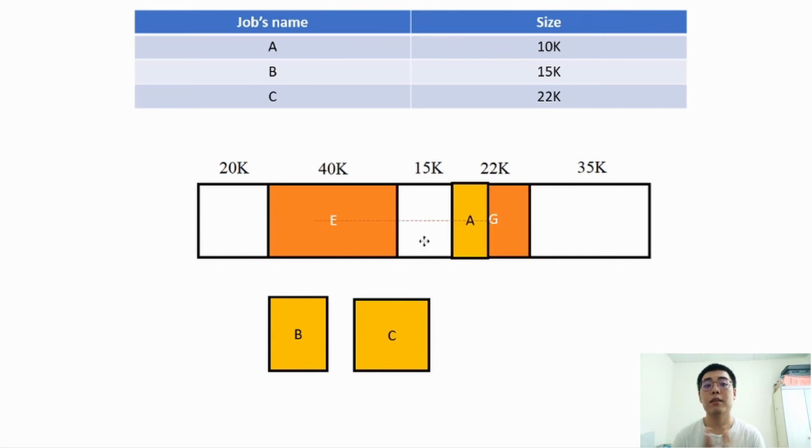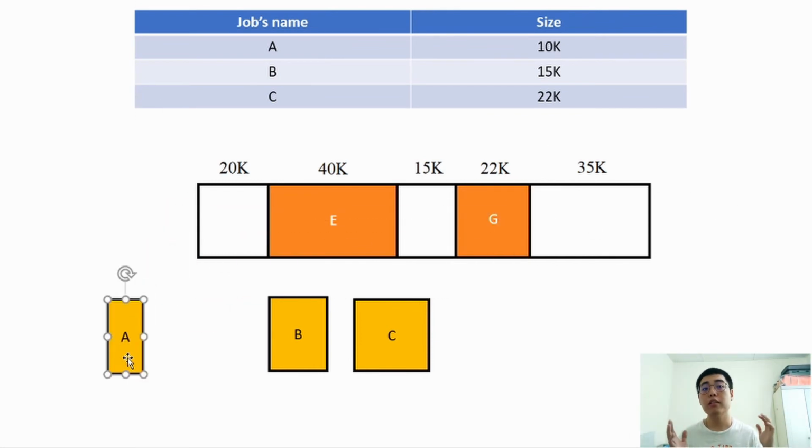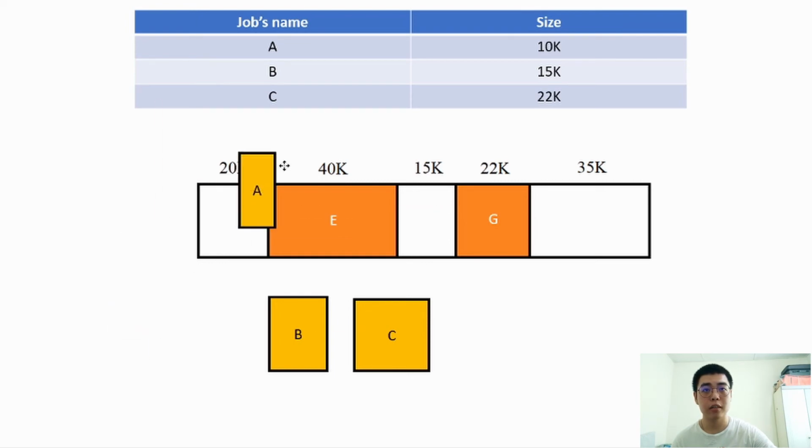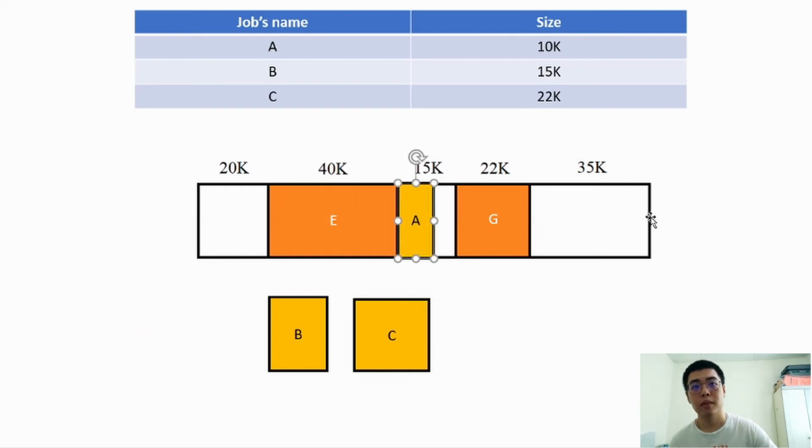So the question is, which one should we pick? No matter whether the partition is a fixed type partition or a dynamic partition, the best fit algorithm works just the same. I have to search through the entire list and then find the smallest space that is just big enough for it to fit in. So in this case, 15k is the smallest among the empty spaces that is just big enough for A to fit in. So A will go into the 15k empty space. Now we have only 2 empty spaces left.